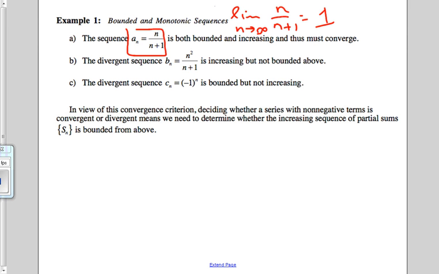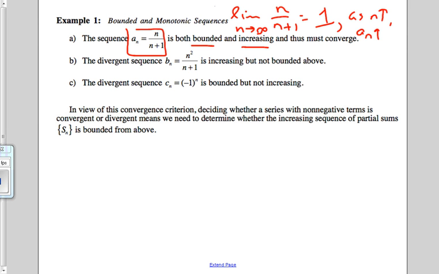So it's bounded. And as n increases, a sub n is going to increase. Think about that. When n is 1, we'd have 1 over 2. When n is 2, we'd have 2 over 3. When n is 3, 3 over 4. So it's getting close to 1, and it's always increasing. The fact that it's bounded and increasing means that the sequence must converge to something.